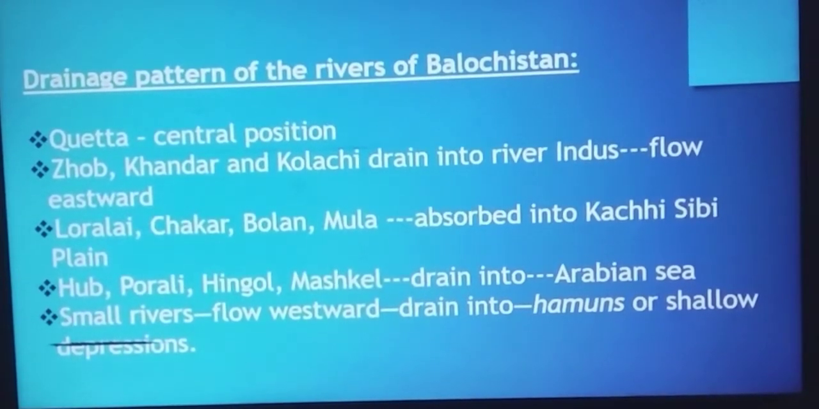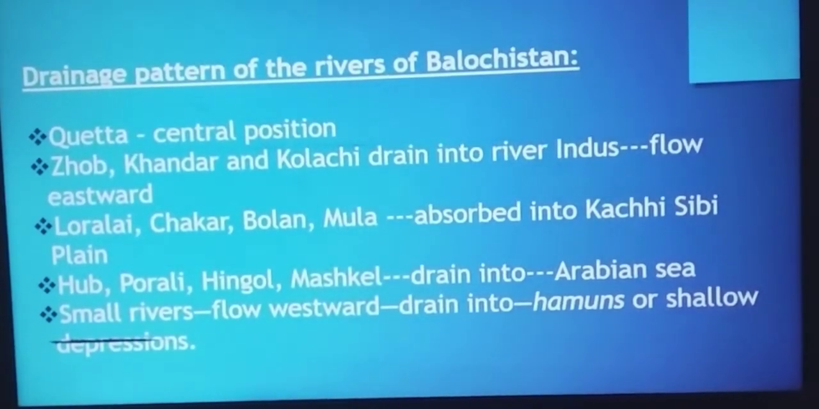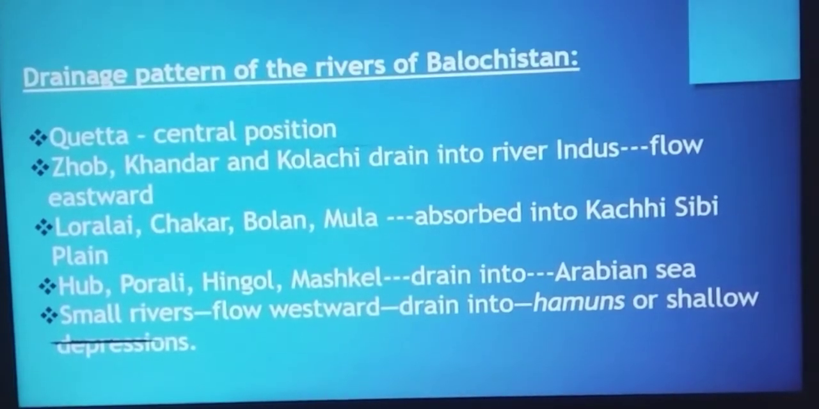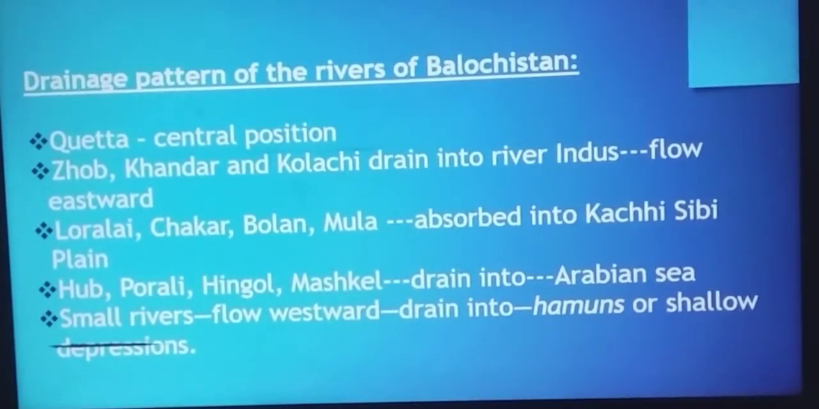Second point says that Zob, Kandar and Kolachi are the names of the rivers. They drain into the river Indus and they flow eastwards. Why are they flowing eastwards? Why are they draining into the river Indus? Because they're flowing eastwards. When I show you the map, you'll be able to better understand this.